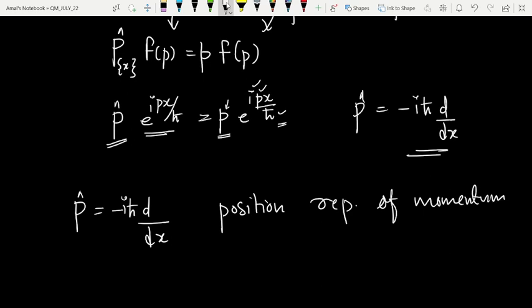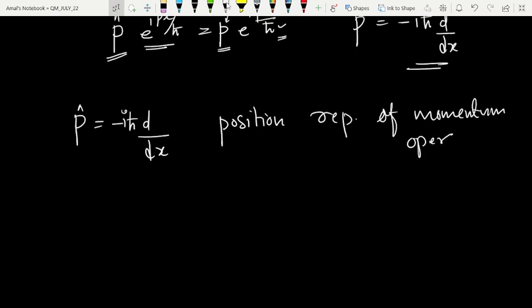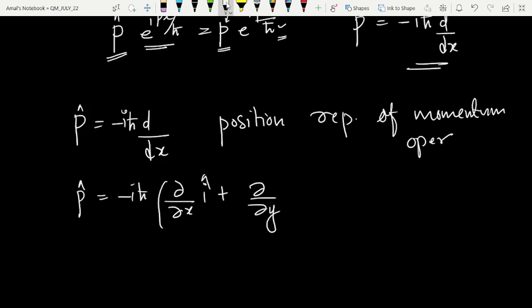Momentum in one dimension. In three dimension, this is minus ih cross, dou by dou x i cap plus dou by dou y j cap plus dou by dou z k cap. So this is the position representation of momentum operator. And the position representation of position operator is just x.